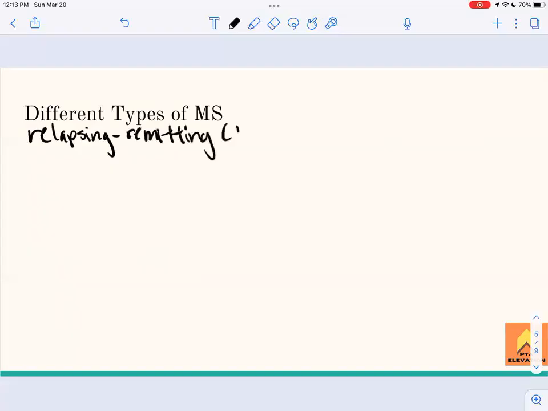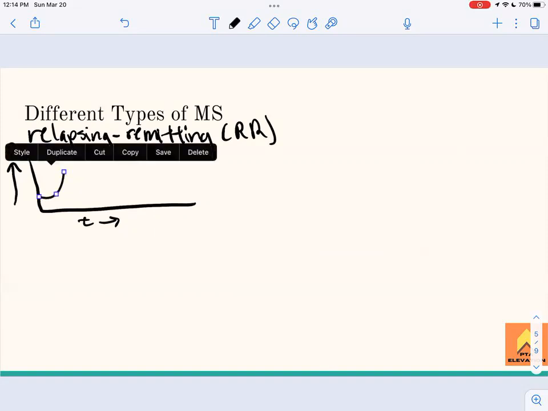And this is abbreviated RR. So with this one, let me draw a little thing. Going up is the more disabled this person is, and this is time. So for the relapsing remitting patient, they're going to be okay. Then they're going to have an exacerbation.